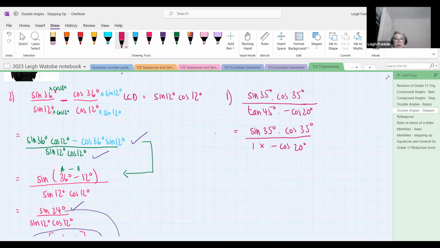Okay, so now we get to this point over here. Any ideas on how we should proceed at this point? Is there a relationship between 35 and 20? So now we've got to try and find a relationship between these two, either using reduction formulae or compound angles or double angles, something that we've got to do first. Any ideas?